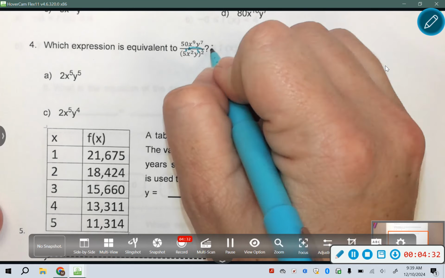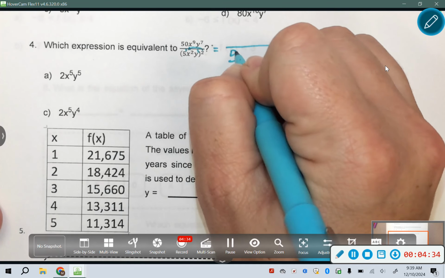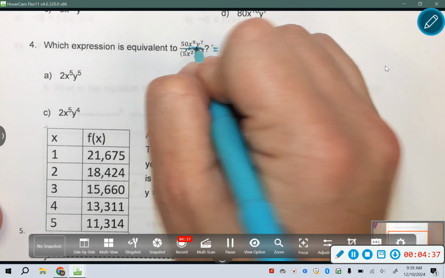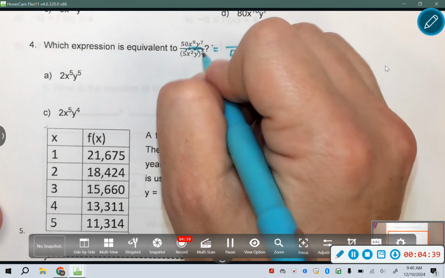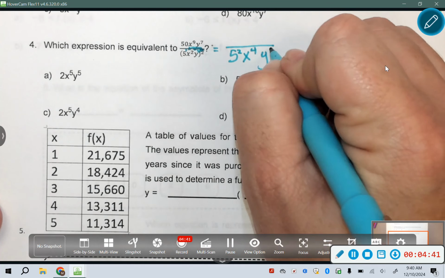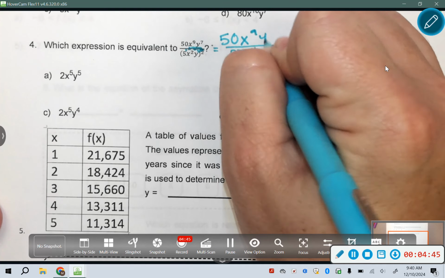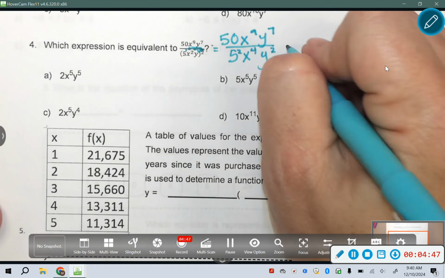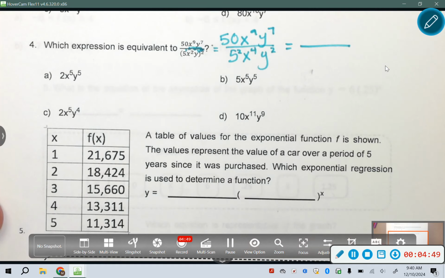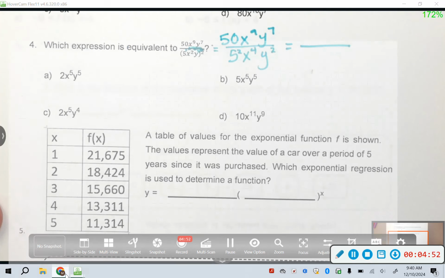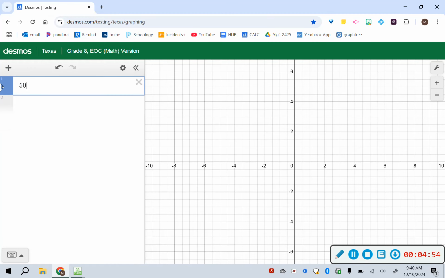2 times 1, that gives me 5 squared. 2 times 2 gives me x to the 4th. 2 times 1 gives me y squared, and I'm going to rewrite the top. And now I'm just dividing. So I'm going to divide the numbers just the way I see them in my calculator. And I get 50 divided by 5 squared, and that gives me 2.